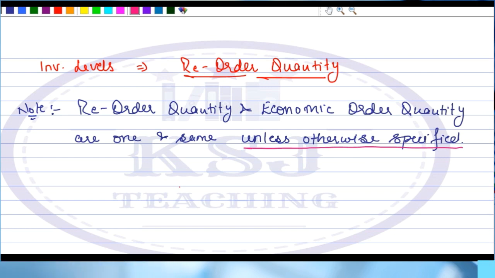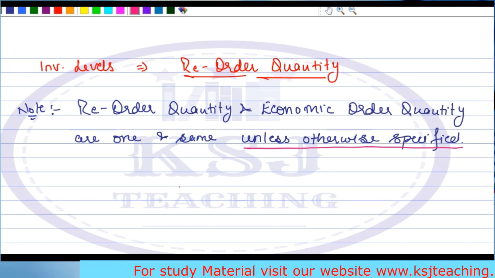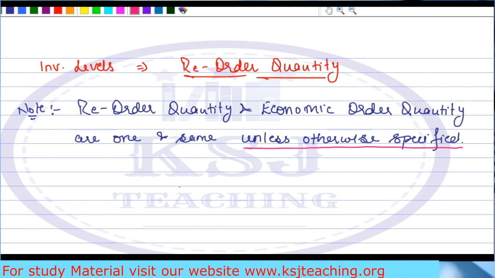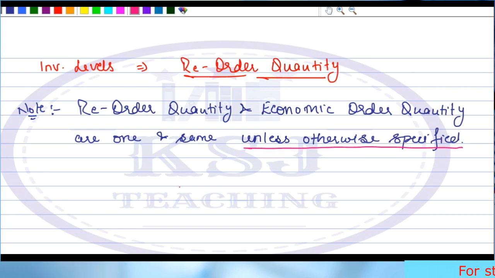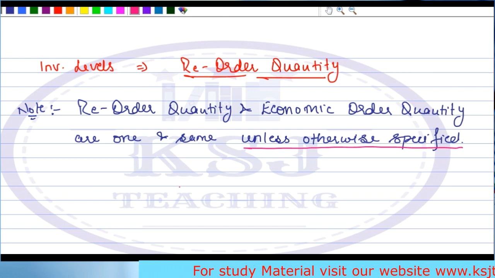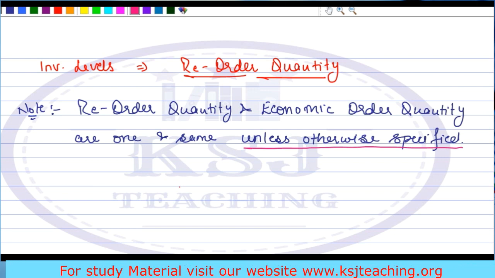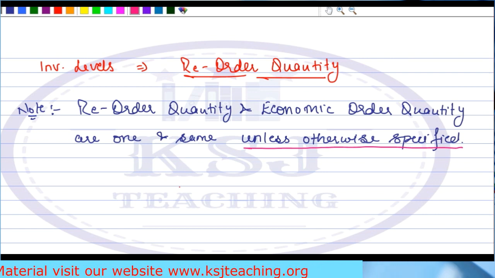So why are they considered the same? Because the business will always try to order where its total cost is the minimum. That is, the business will always follow the economic order formula, right? But it can be different. So if the question specifically says that a reorder quantity is different from economic order quantity, then this assumption will not hold good, right? Then you have to take reorder quantity as different and economic order quantity as different.